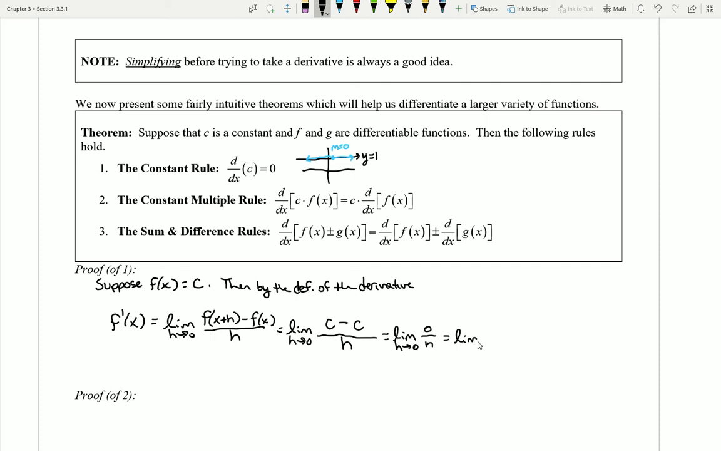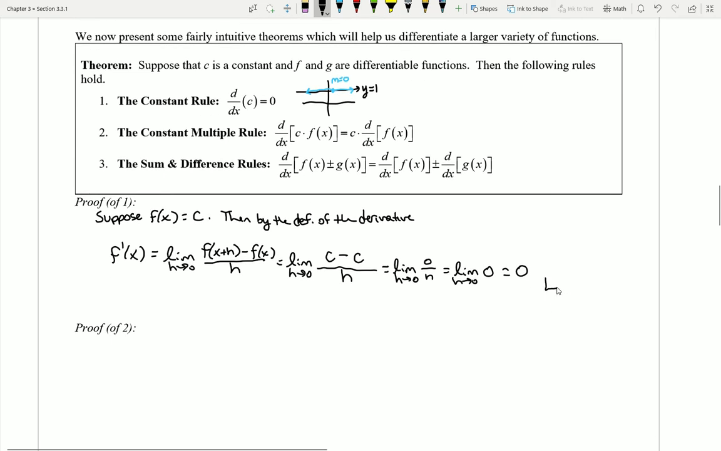Of course, that simplifies down to just be the limit of 0, and the limit of 0 is 0. And so we actually have everything that we need. We can end our argument, right? The limit of a constant function always ends up being 0. It didn't even matter what the value of c was. So that's a pretty simple one to show.